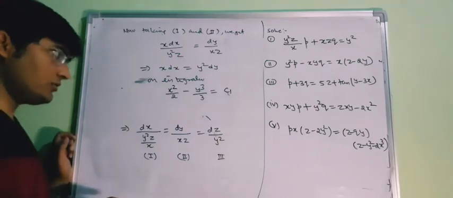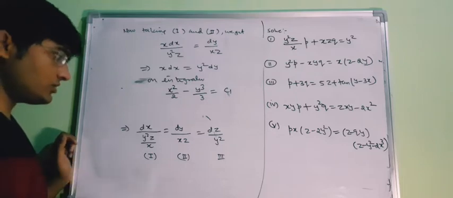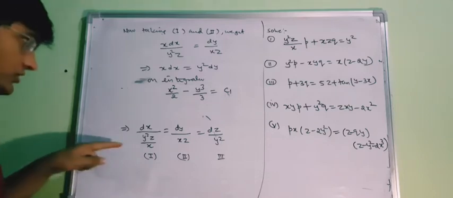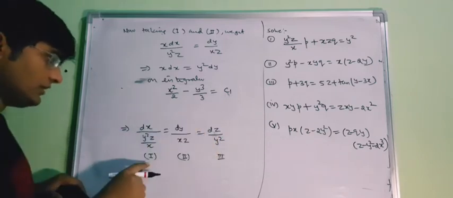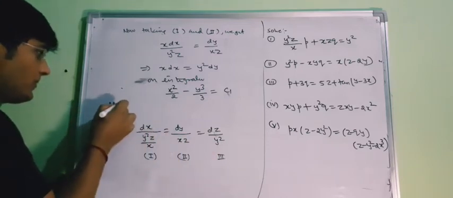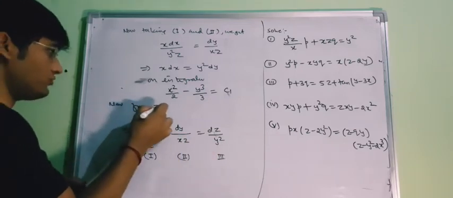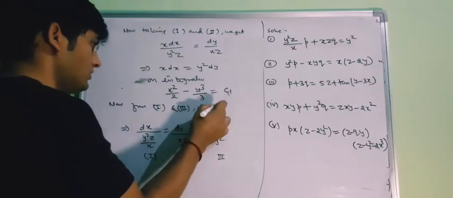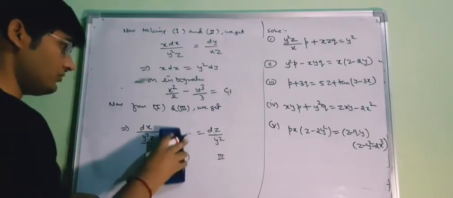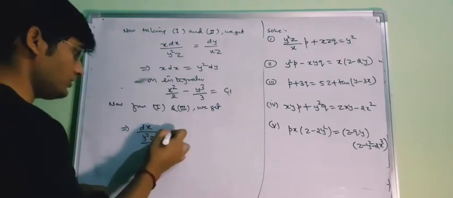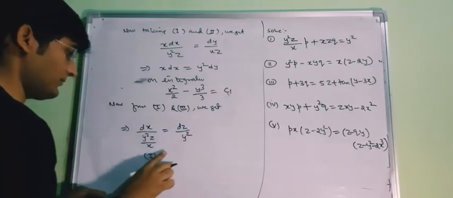So one solution is there, and now we have to find out the second solution. For that, let us take first and third. Now from 1 and 3, on taking first and 3 we will get, this was your first, and third is dz upon y square.